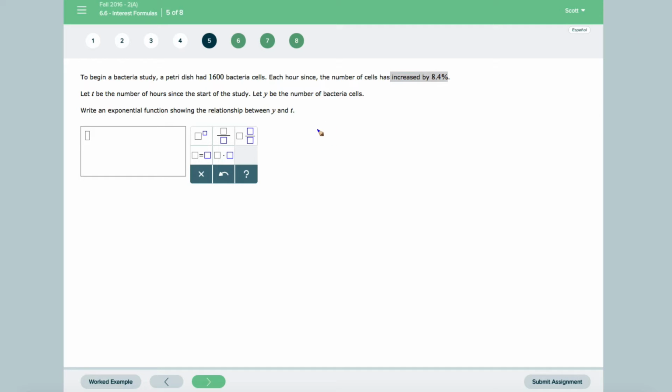Okay, so we have Y equals the start times the common ratio to the T power, because growth, that's what it's going to look like. Now, what's our starting amount? Our starting amount is 1,600. And then what's happening? What's our ratio? It is increasing by 8.4%.